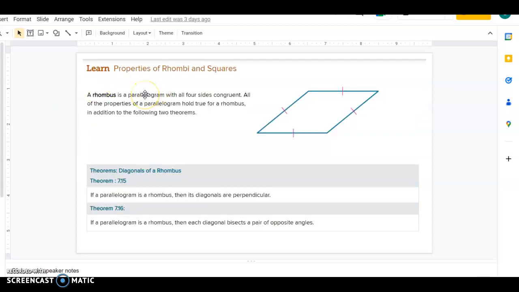So a rhombus is a parallelogram with all four sides congruent. All of the properties of a parallelogram hold true for a rhombus, in addition to the following two theorems. So diagonals of a rhombus, theorem 7.15: If a parallelogram is a rhombus, then its diagonals are perpendicular. And theorem 7.16: If a parallelogram is a rhombus, then each diagonal bisects a pair of opposite angles.